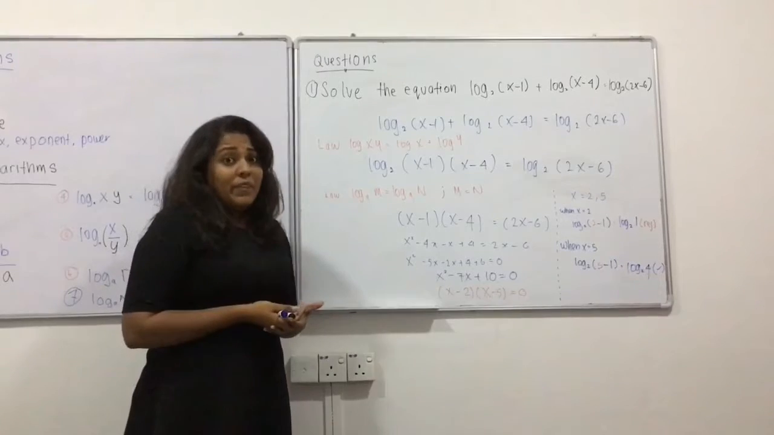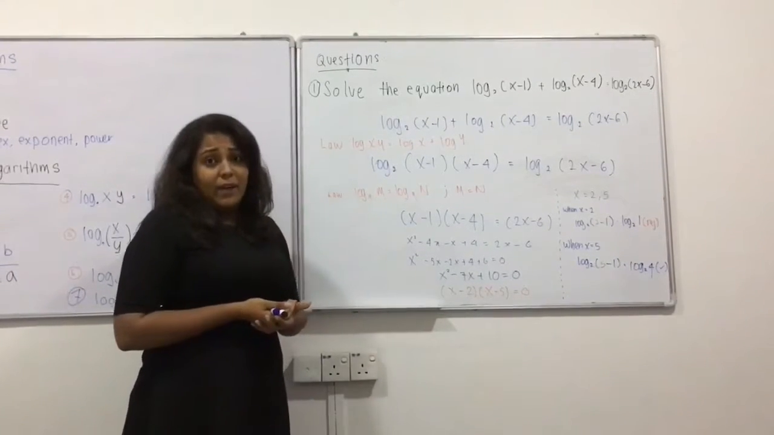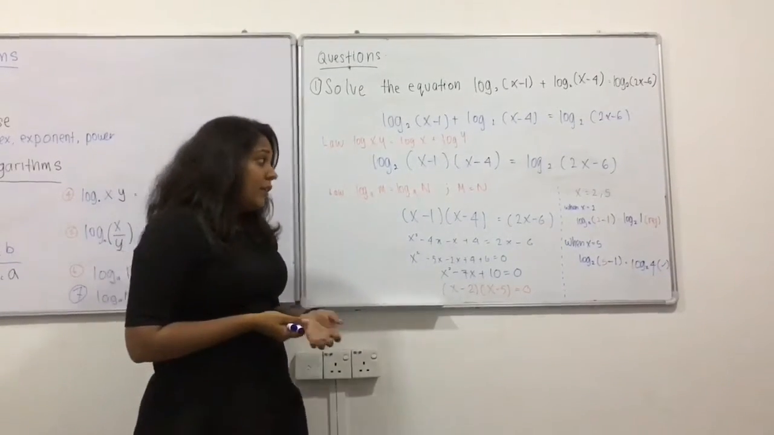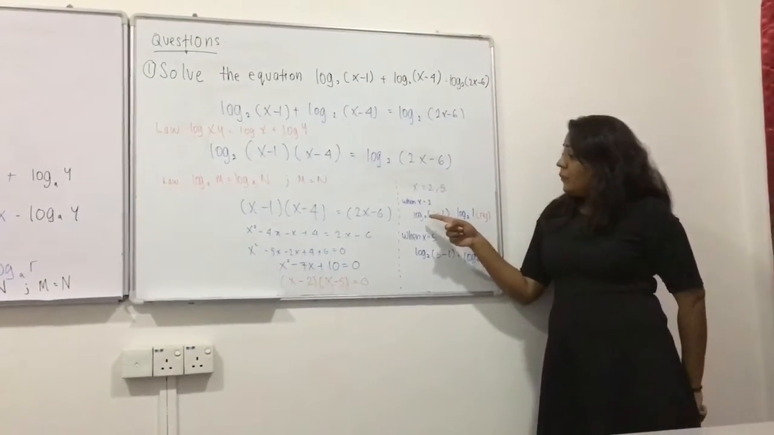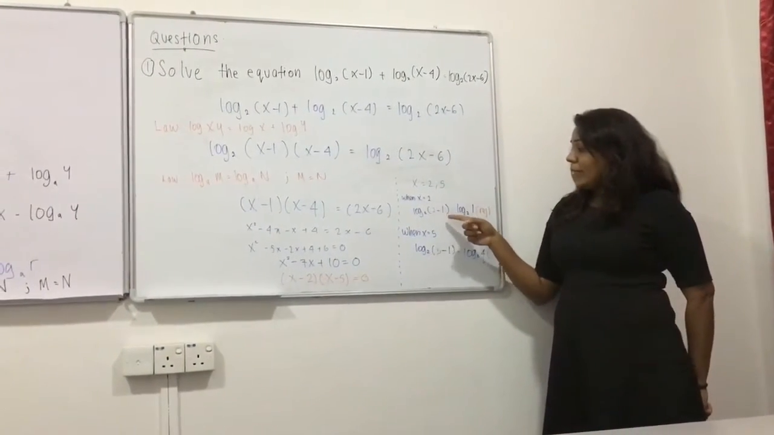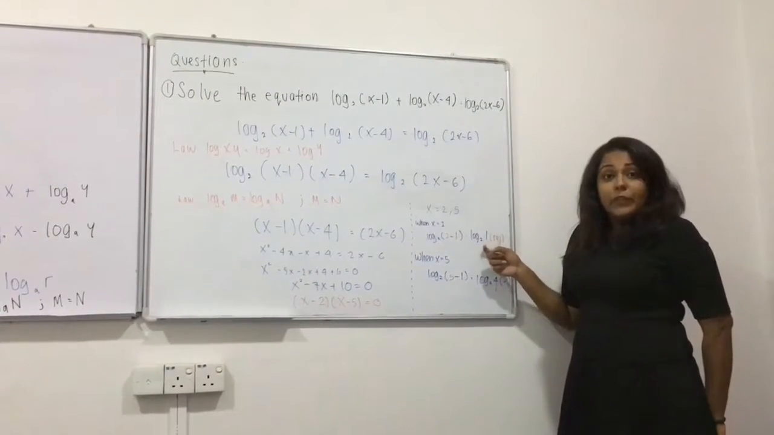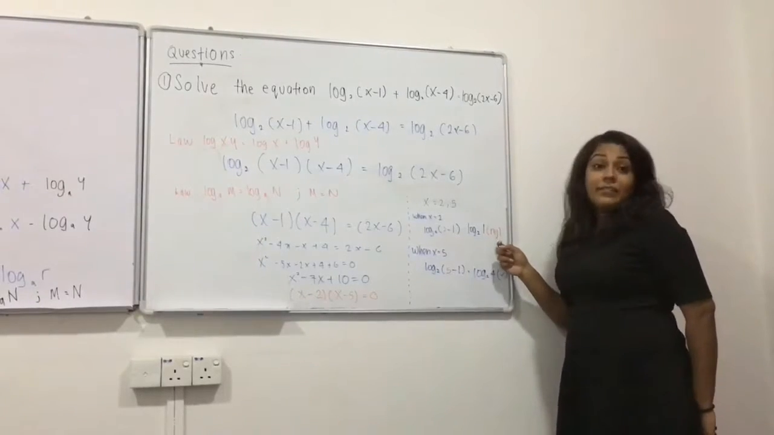Now it doesn't stop there, because we need to know whether this x equals 2 and x equals 5 is rejected or accepted into the equation. As we can see here, when x equals 2, you get log_2 (2 minus 1), and you get log_2 1. When you put it to your calculator, log_2 1 is actually undefined, thus it's rejected.